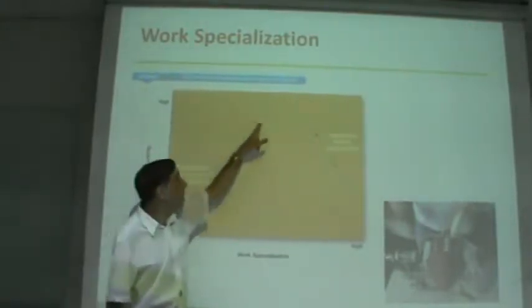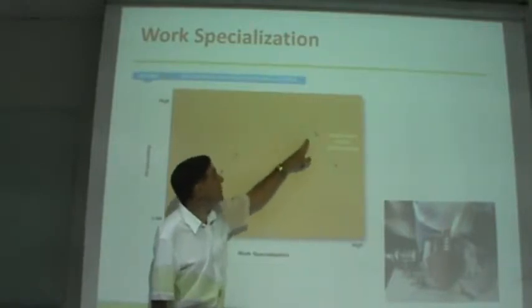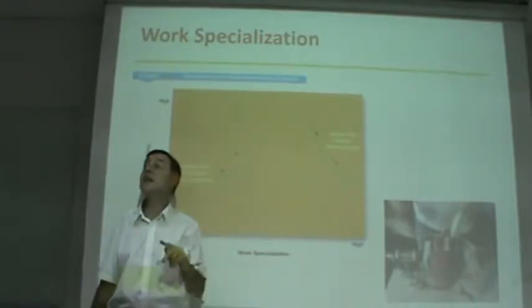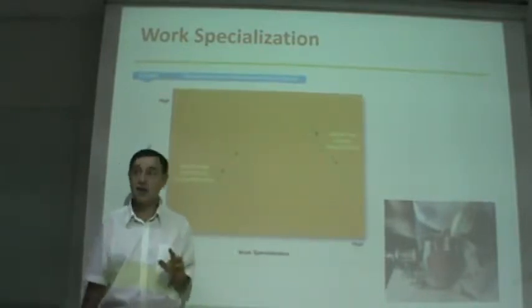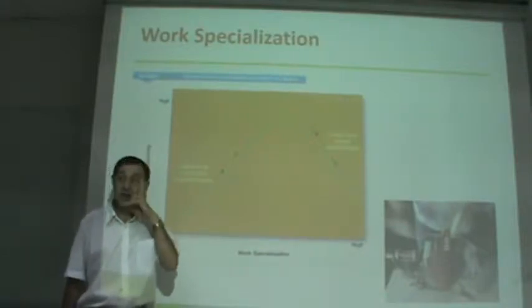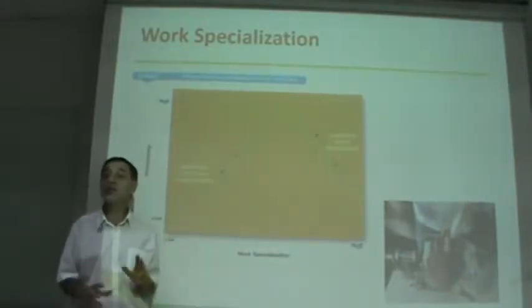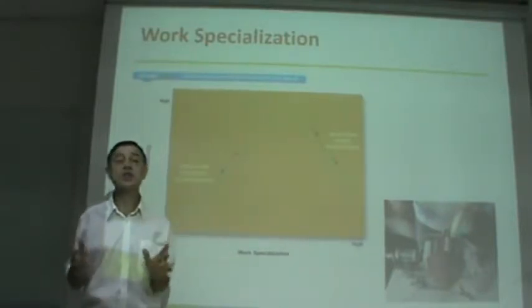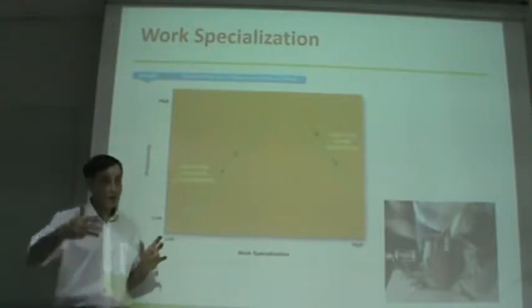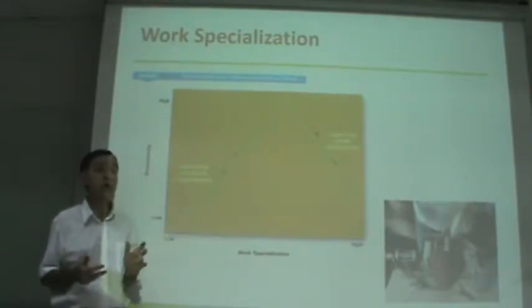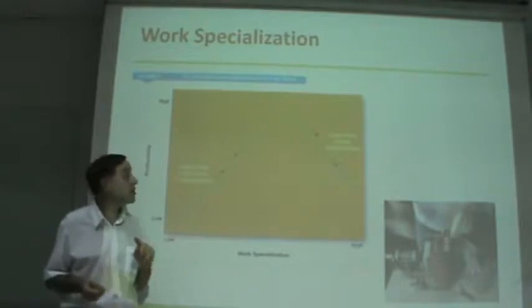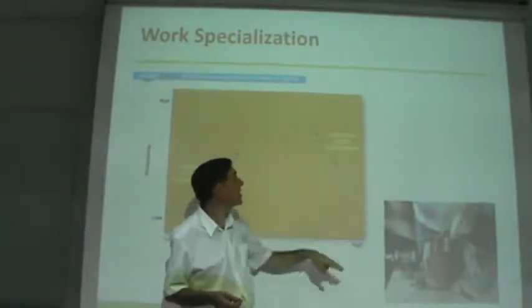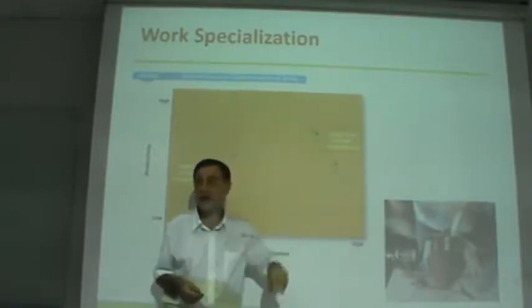From a certain point on, you can even increase specialization further, and productivity does not necessarily increase. So it's important to understand that specialization is beneficial, but only up to a certain point. Beyond that point, it's no longer efficient. Beyond that point, you get what's called diseconomies from specialization. It's called the impact from human diseconomies.